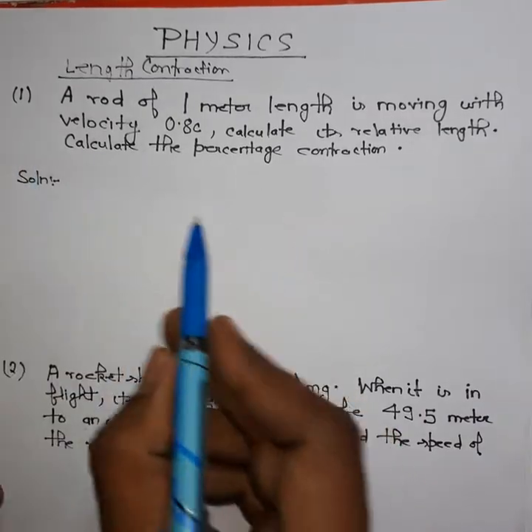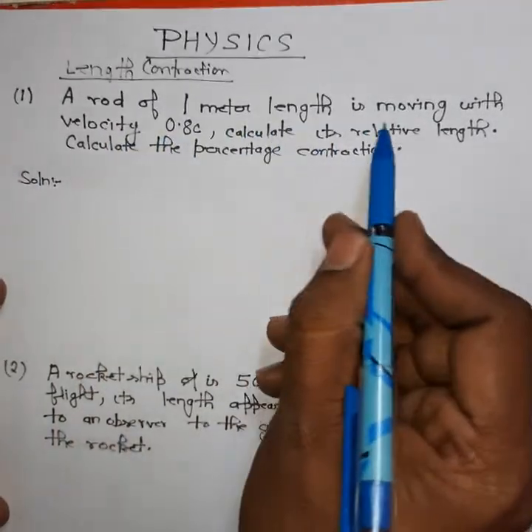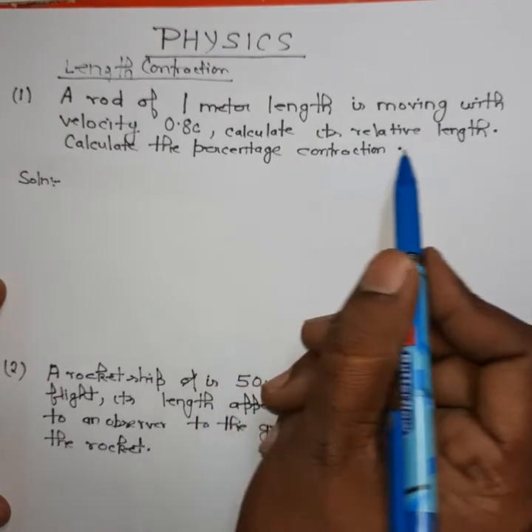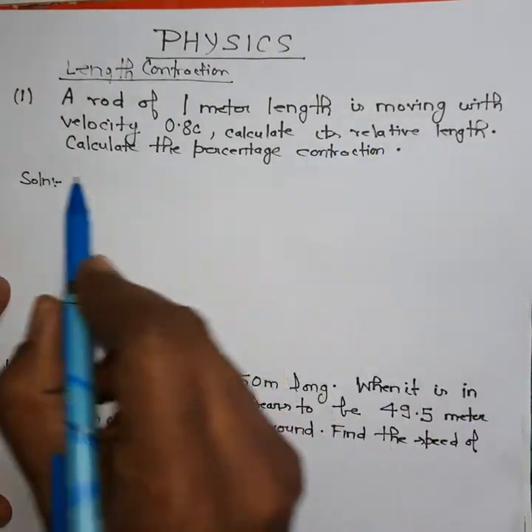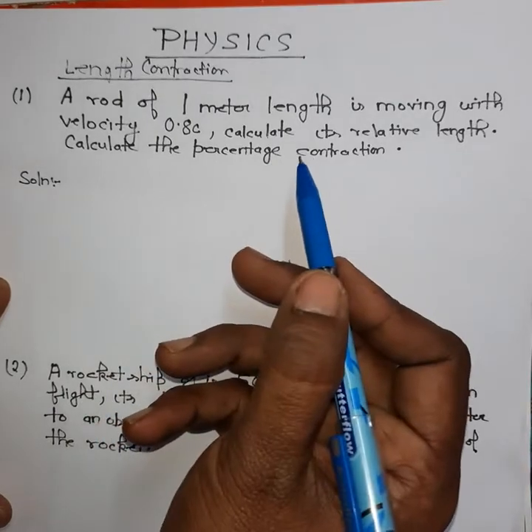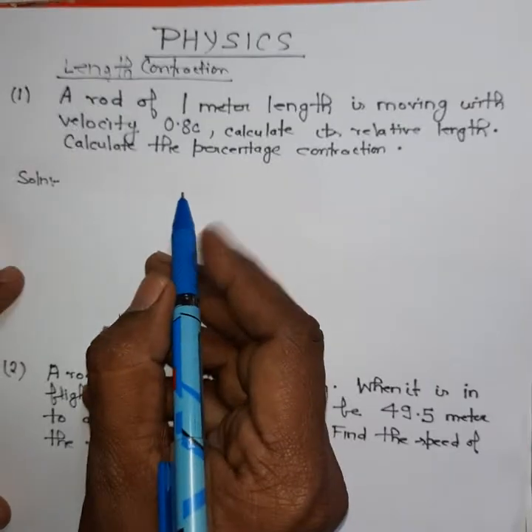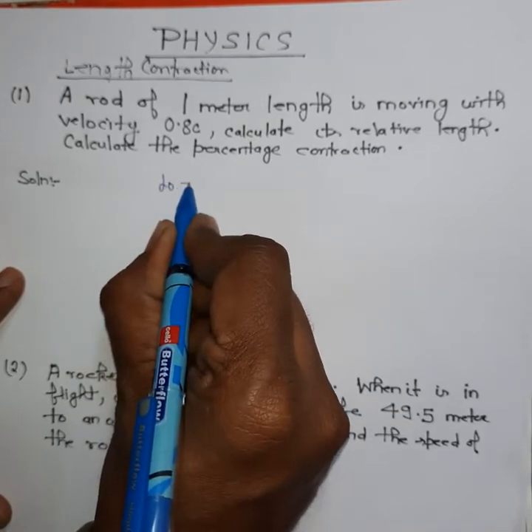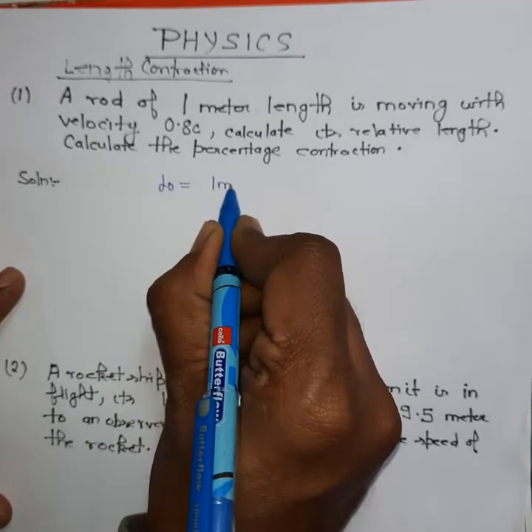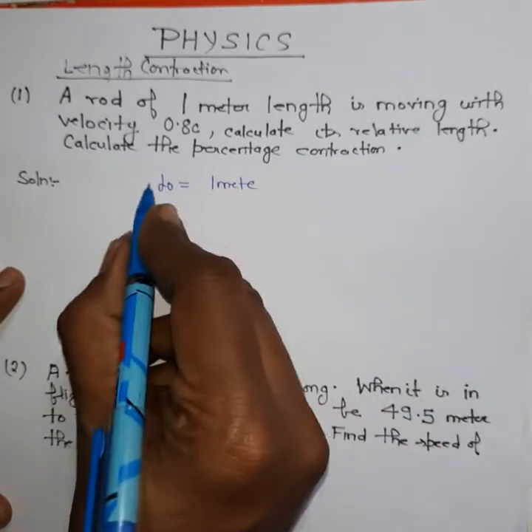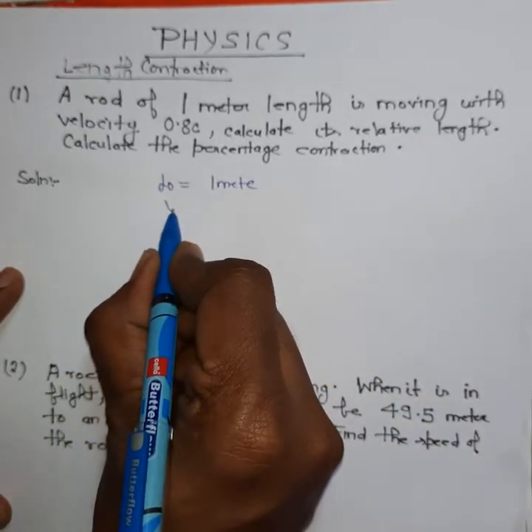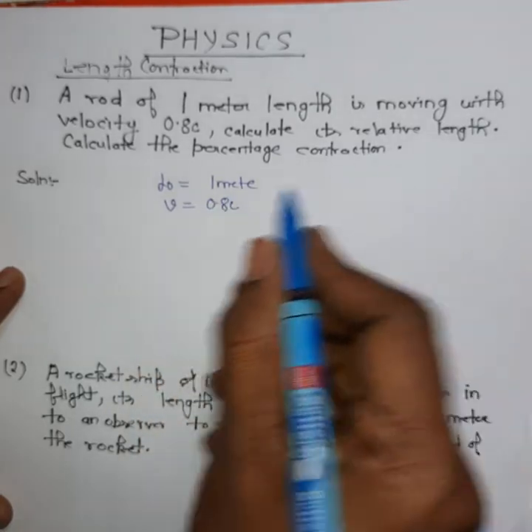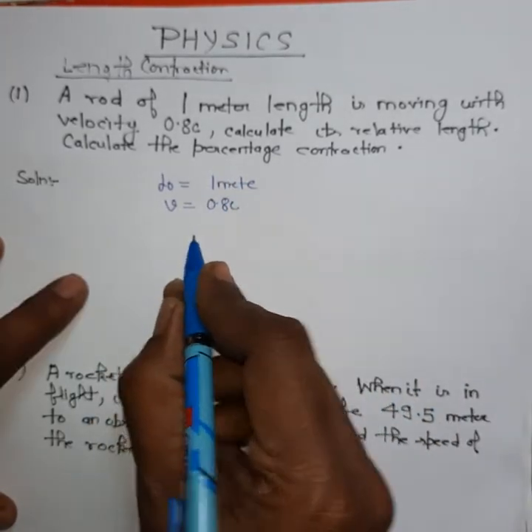The first problem is: a rod of 1 meter length is moving with velocity 0.8 c. Calculate its relative length and also calculate the percentage contraction. So what is given here? L0 is 1 meter, and the relative velocity is given as 0.8 c. Now we have to calculate its relative length.